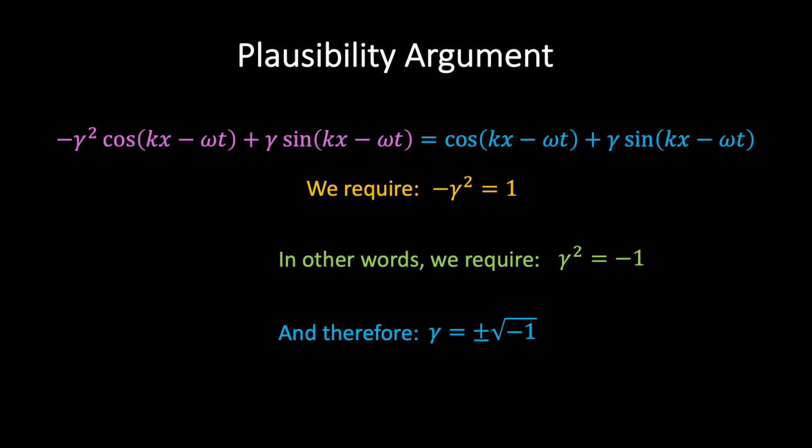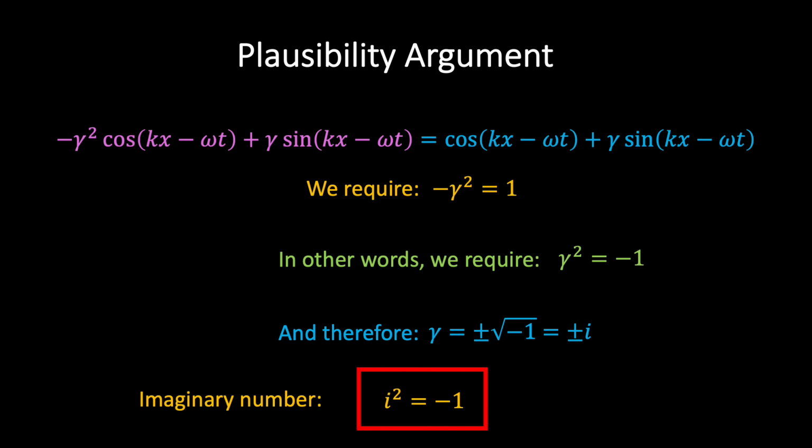Now, you may at this stage panic and think that something's gone terribly wrong. Surely this doesn't make sense. After all, you remember being taught at school that it's not possible to take the square root of a negative number. However, let's take this possibility seriously for a moment and define the square root of minus 1 as being equal to i, where i is referred to as an imaginary number, which is simply a number with the property that i squared equals minus 1.